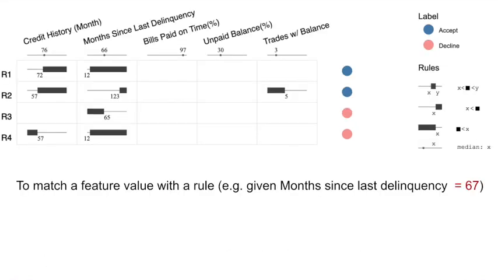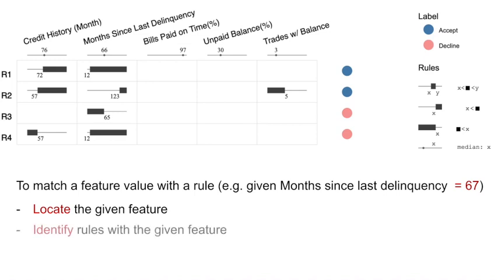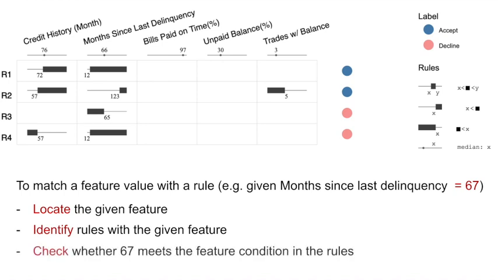So how do we match a feature value with a rule if we use this representation? We can still follow what we did with a tabular view. First we locate the given feature, months since last delinquency, at the second column. Second, we find that all rules R1, R2, R3 and R4 are using this feature. In the end, we compare the given feature value, 67, with all the feature ranges. To do the comparison, actually we can imagine the position of the given value based on other number positions. Then we just check whether this value position can be covered by any black rectangles.